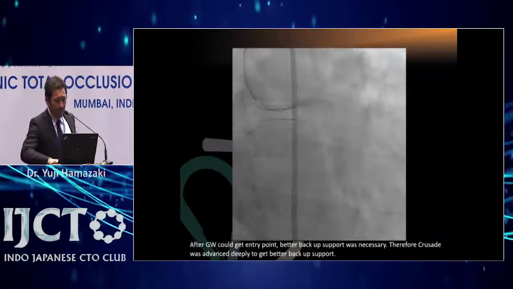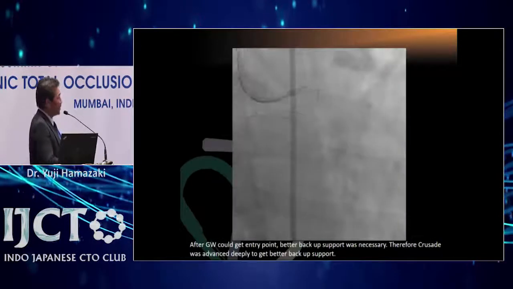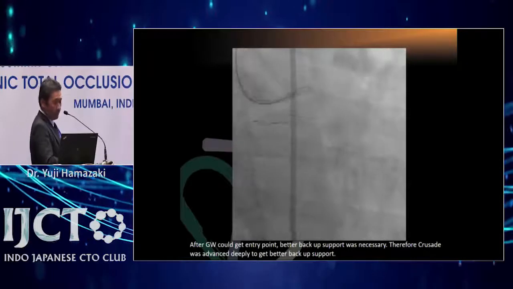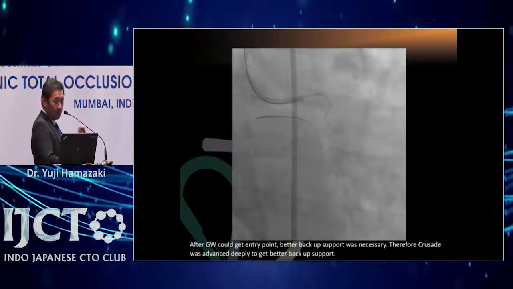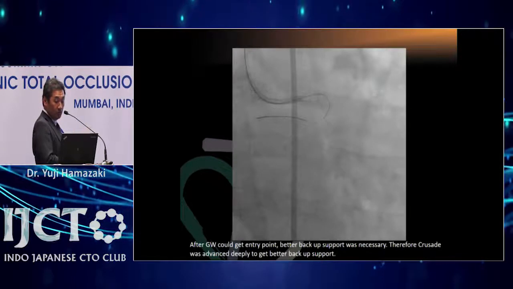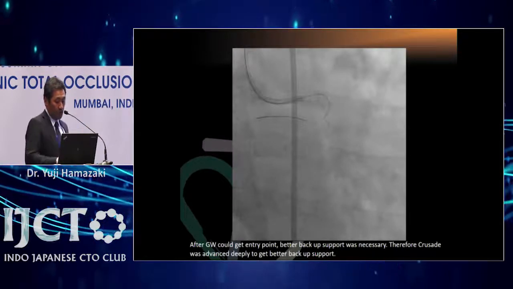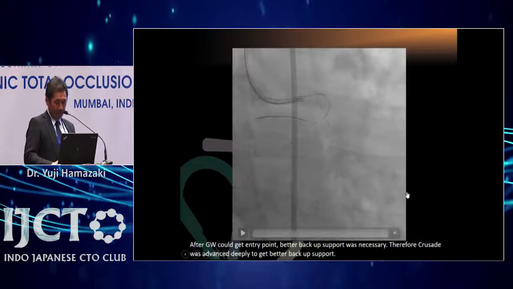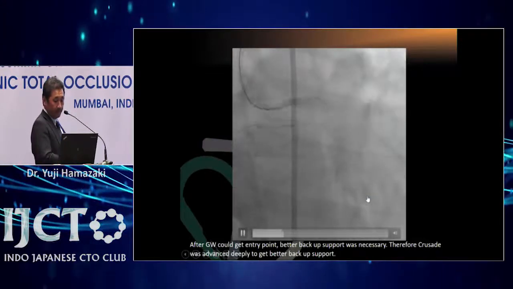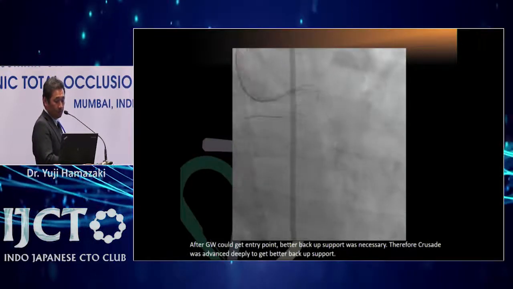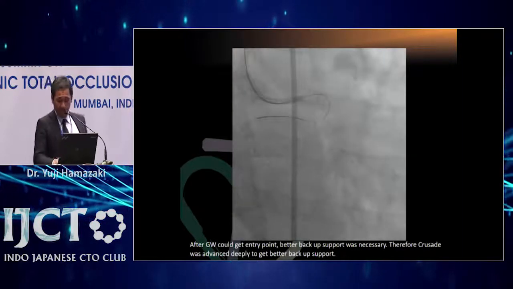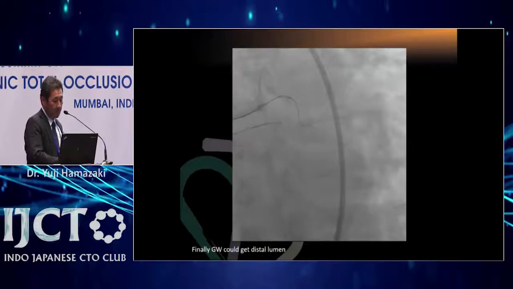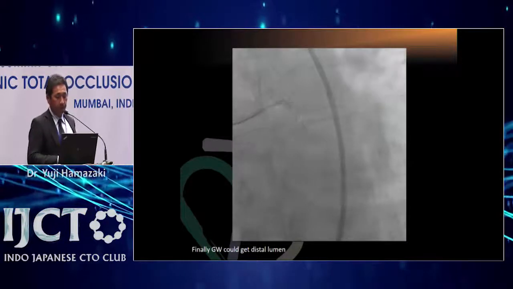After the guide wire could get the entry point, just like this, better backup support was necessary to advance the guide wire into the CTO. Therefore, the Crusader was advanced deeply to get better backup support, just like this. You can see. Finally, the guide wire could get into the distal true lumen.